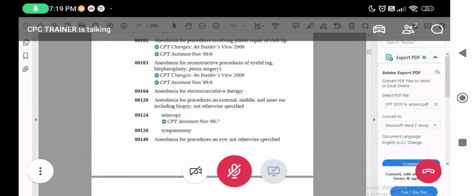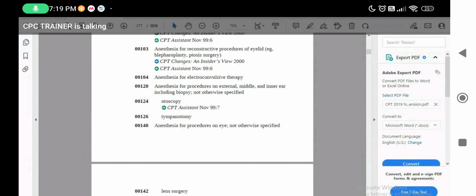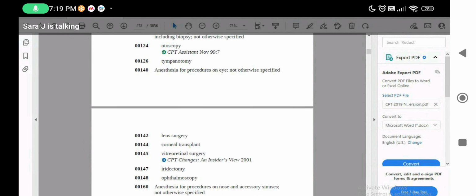While coding, which code alone do you have to use, Afrin? 00126. Yes, super. If any option has 00120 and 126, can we use that option or do we have to delete it? Delete. Yes, that's all.